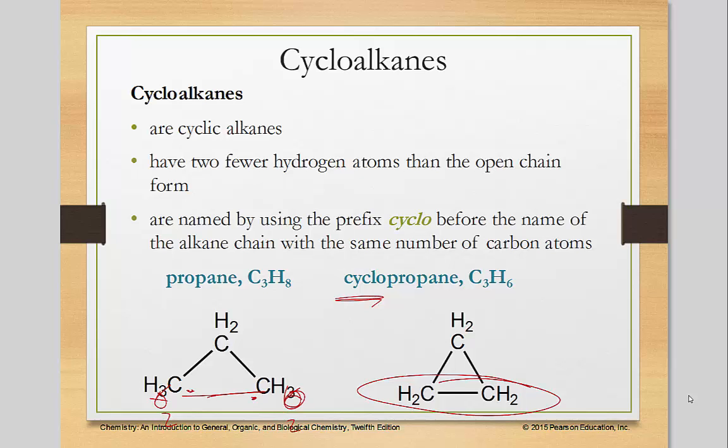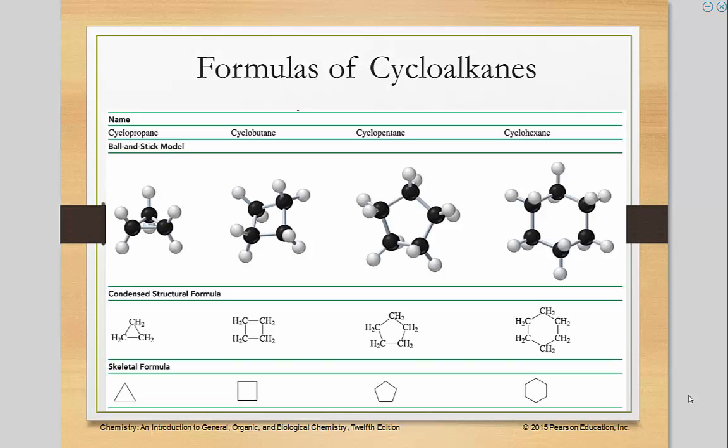Here's just some basic ones. Cyclohexane, there's 6 of them. 1, 2, 3, 4, 5, 6. There's the condensed structural. Then notice how it makes a geometric shape of a hexagon. So that might help you with naming it.